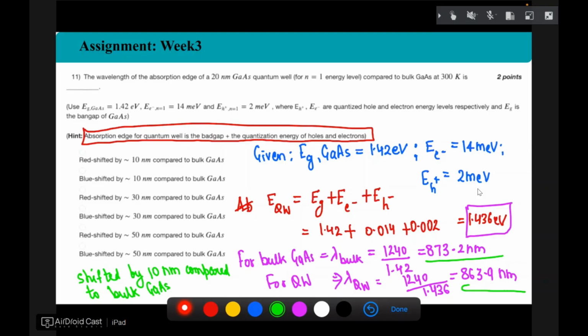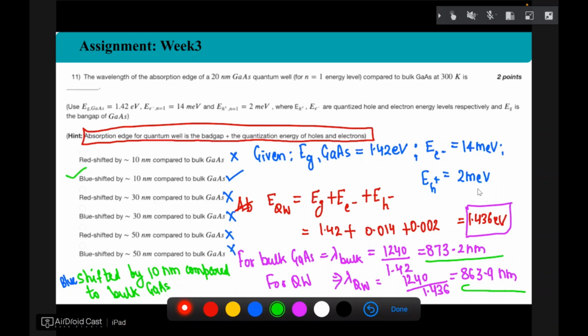So now the question comes, blue shift or red shift? For bulk gallium arsenide, the lambda is 873, and for the quantum well the lambda is 863. So the lambda is decreased. If the wavelength is decreasing, then it means it is a blue shift. So the first option, red shifted by 10 nanometer, is wrong. Then blue shifted by 10 nanometer compared to bulk, this is correct. So the option B is correct.